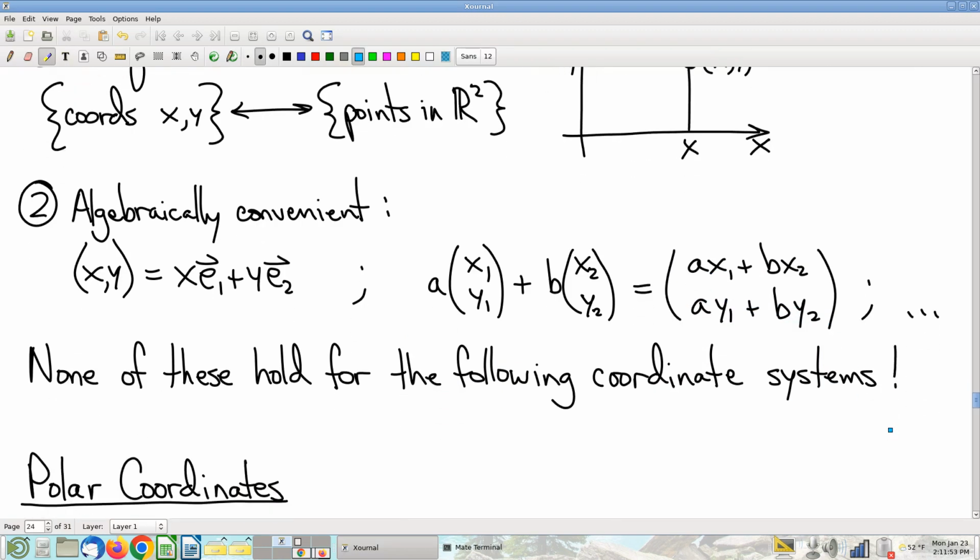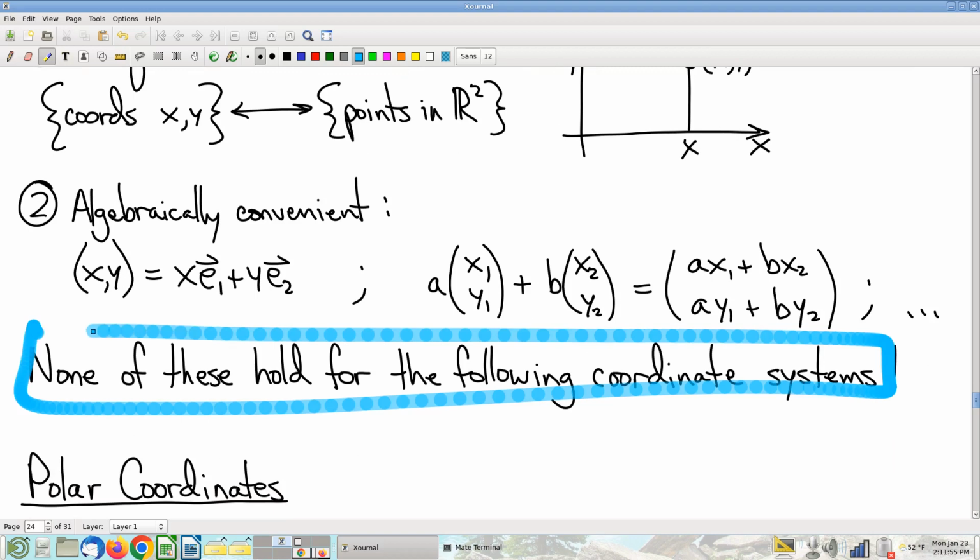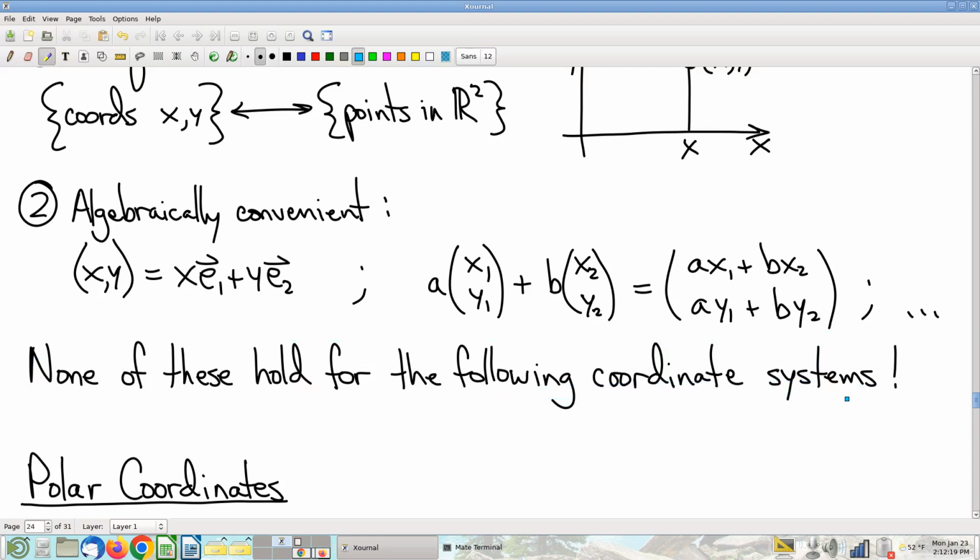Bad news to come. Neither of these luxuries holds for any of the coordinate systems that I'm about to show you. So with these new coordinate systems, they're going to have certain advantages, big advantages. We're not going to waste your time with something that's purely inferior. But they do have big disadvantages as well, and you've got to let go of these familiar features.